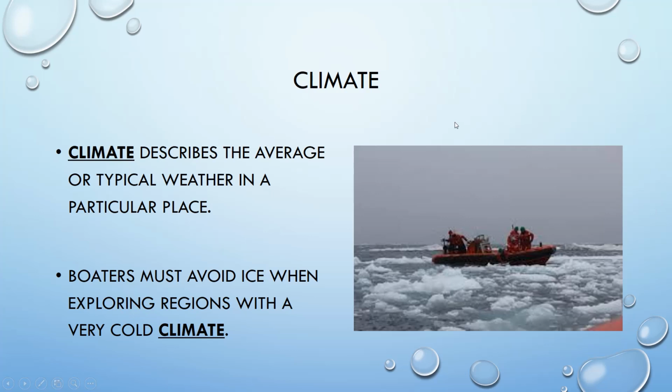The next word is climate. What word? Good, climate. We've already talked a little bit about climate in our science lessons when we were talking about weather. Climate is even more than weather. So climate describes the average or typical or usual weather in a particular place. So the weather is what happens in like that day. The climate is how the weather is over a long time.